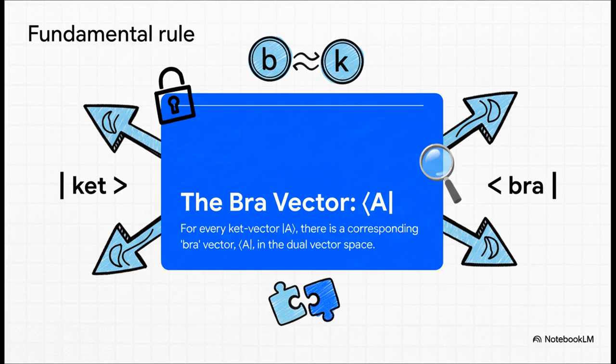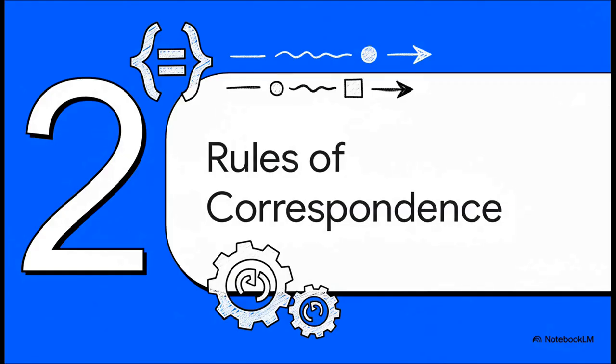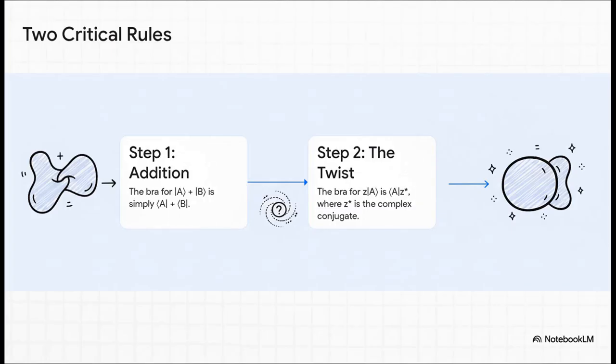You can think of them as two sides of the exact same quantum coin. Okay, so they're a pair. They're connected. But how? How are they actually linked together? Well, the relationship is governed by two very specific and absolutely crucial rules. These two rules are everything.